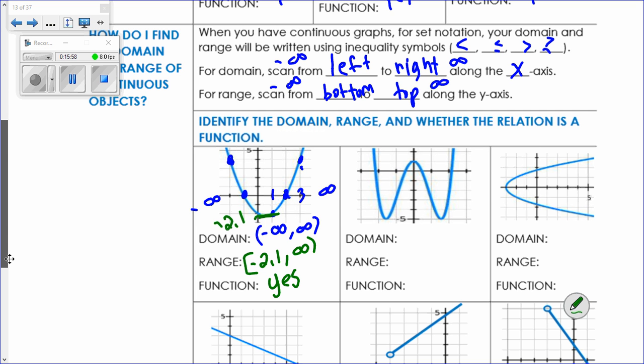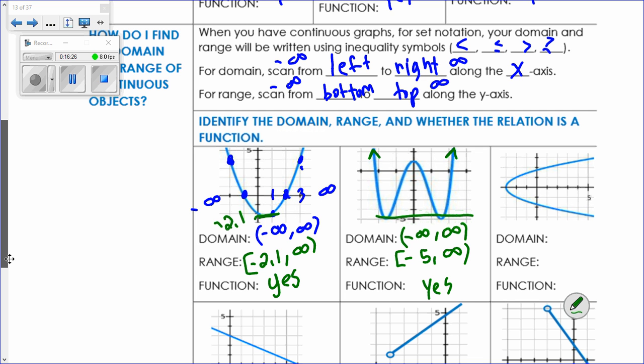Look at number 2. This is going to the left. This is going to the right. From negative infinity to positive infinity. Now, the range starts at -5, rides up to infinity. Yes, this is a function.